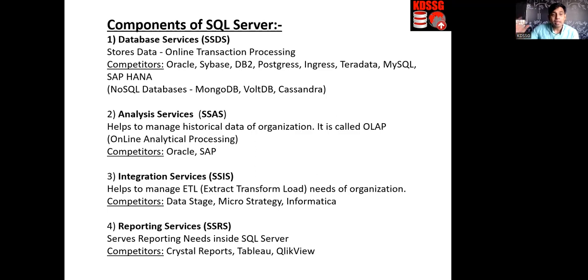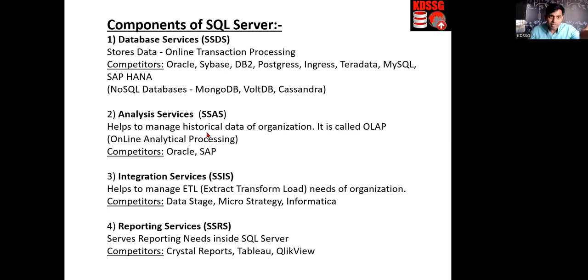DMart also does inventory management and stock management. They have a huge amount of stock, so a stock database. Taking the DMart example itself, they have different types of databases to manage. So they use databases. These are all competitors: Microsoft SQL Server is the main product, but there are Oracle, Sybase, DB2, Postgres, Ingres, Teradata, MySQL, SAP HANA, and the list is long. All these are databases. So that is SQL Server database services.